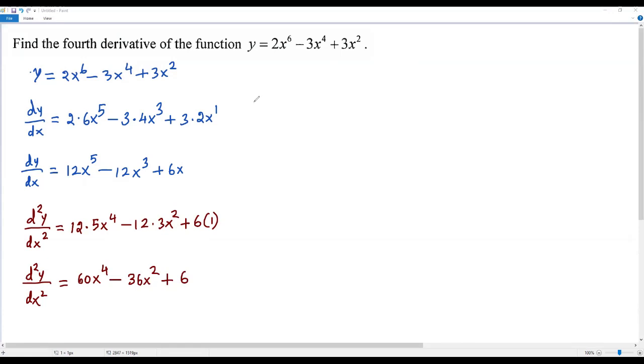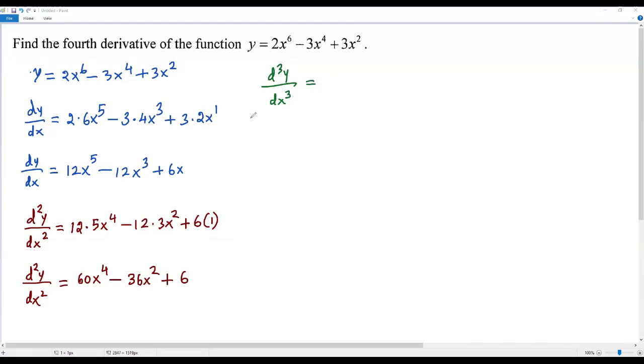Now I have to do the third derivative. When I do the third derivative, I have to take a cube for the d in the numerator and a cube for the x in the denominator. So that is d cubed y over dx cubed. The cube we have for d represents the third derivative. The cube we have for x represents all three times we take the derivative with respect to the same variable x.